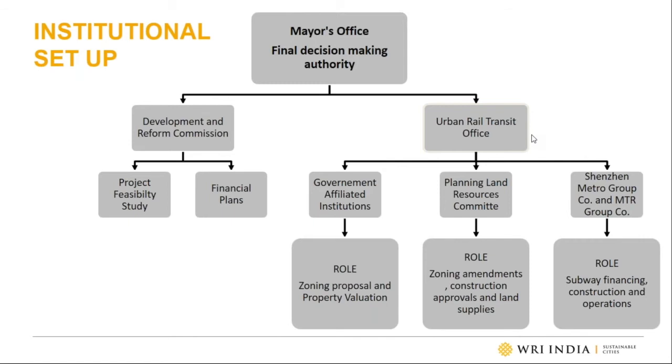In Shenzhen, the Mayor's office is the final decision-making authority, which created two organizations, namely the Development and Reform Commission and the Urban Rail Transit Office, with defined roles and responsibilities. The Development and Reform Commission was appointed as the lead agency, with responsibility for approving the construction and funding of metro systems, as well as establishing the financial arrangement of R+P projects. Besides, the Urban Rail Transit Office is set up to coordinate the communication and negotiation amongst government agencies, research institutions, and metro companies.